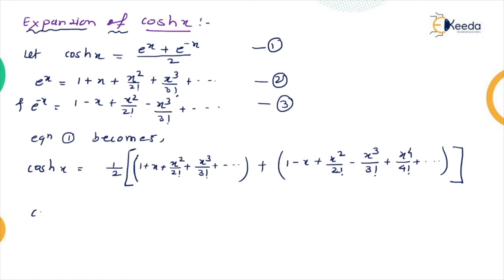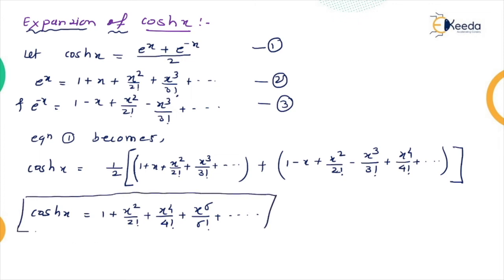After simplifying, what will we get? The expansion of cos hyperbolic x is equal to 1 plus x square upon 2 factorial plus x raised to 4 upon 4 factorial plus x raised to 6 upon 6 factorial plus and so on. We get an infinite series, the cos hyperbolic x expansion in terms of x. Understood this? Okay.